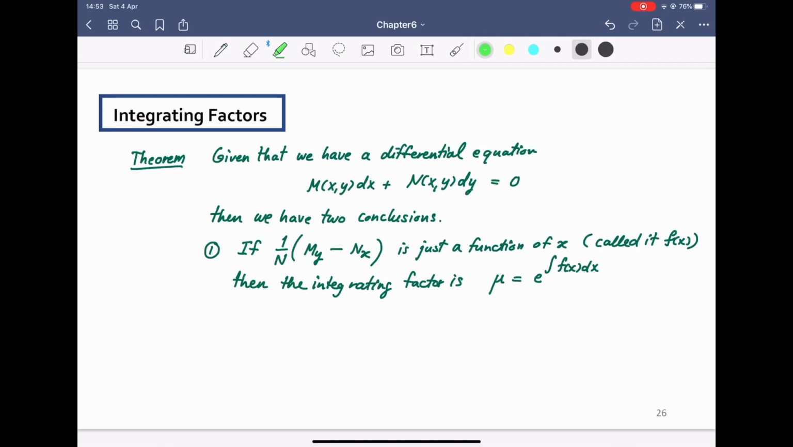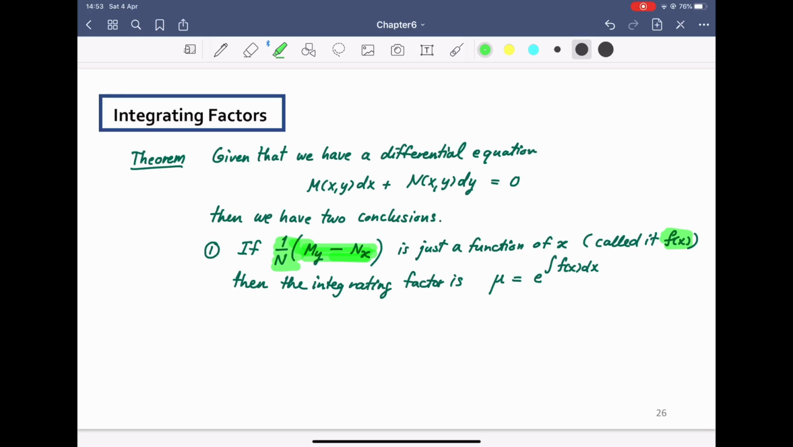So if you start by computing M_y minus N_x, and then you multiply by 1 over N, and you see that what you have left is just a function of x called f(x), then your integrating factor is mu = e^(integral of f(x) dx). This is going to be useful when you work with real problems.